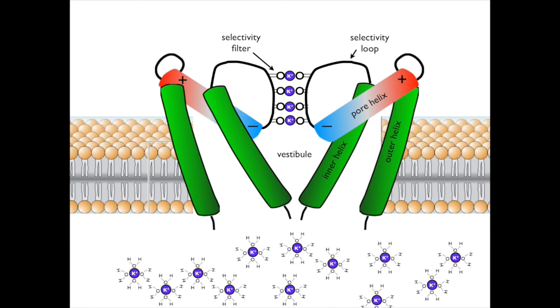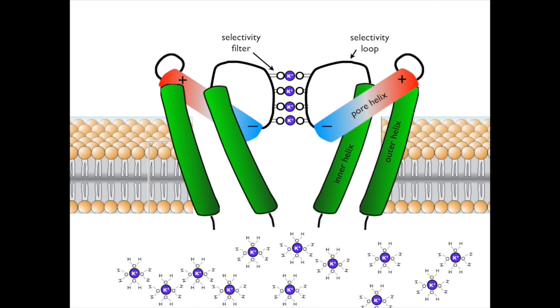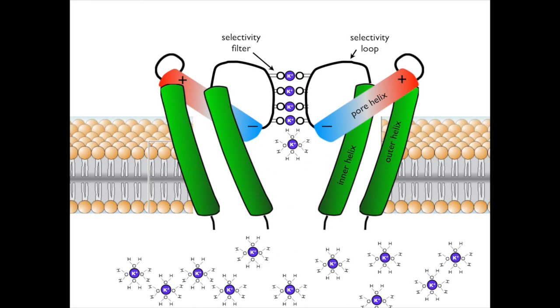So let's put it all together and see how the selectivity filter works. The gate is closed, so intracellular potassium cannot enter the vestibule. There are 4 potassium ions bound in the selectivity filter. As soon as the gate opens, however, the concentration force drives potassium into the vestibule. The negative charges on the pore helix then strip the water from the ion.